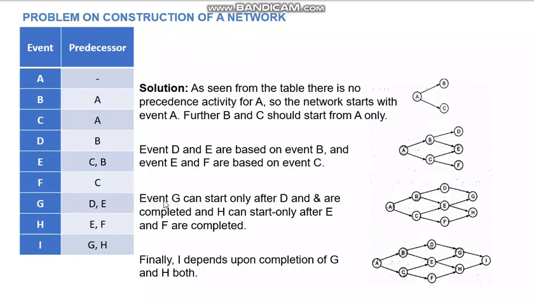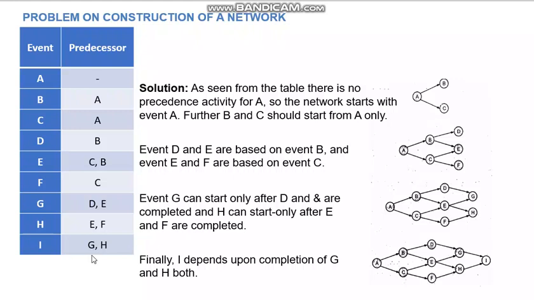Now next, let us see. G depends upon D and E, and H depends upon E and F. These two lines, let us see. G depends on D and E. Now D and E are here, so G you can draw here. And H depends upon E and F, so E and F are here, so you can draw H here. This is all the same network diagram, it is only shown little by little.